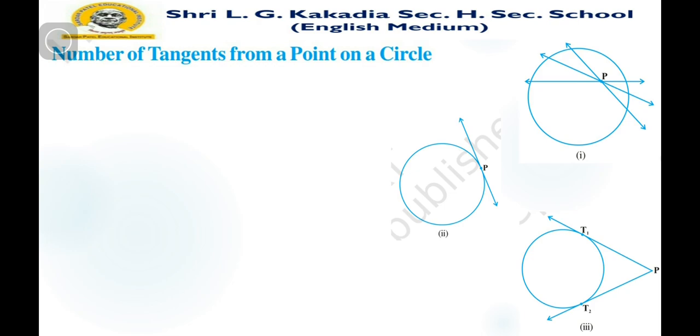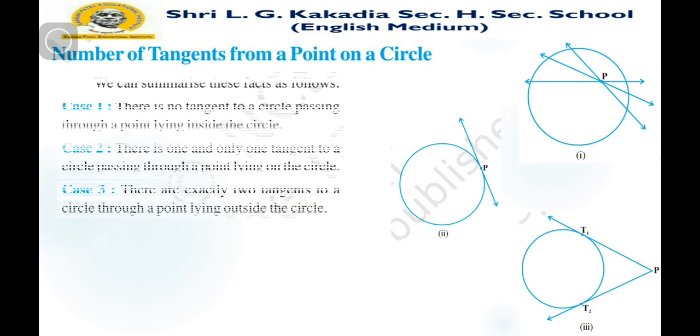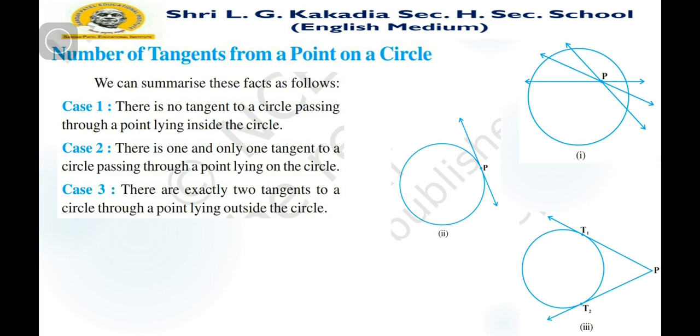So let's consider these three facts. Case 1: there is no tangent to a circle passing through a point lying inside the circle, as in figure 1. Case 2: there is one and only one tangent to a circle passing through a point lying on the circle. And the third case: there are exactly two tangents to a circle through a point lying outside the circle.